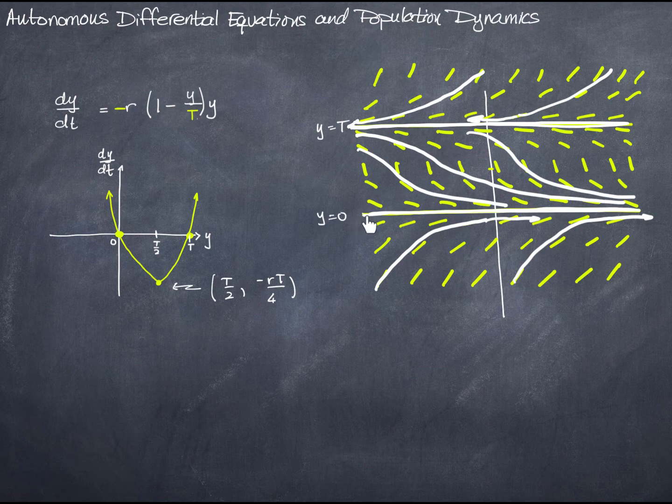Now here we can see that this equilibrium solution is stable because everything is moving towards that horizontal asymptote there. So we'll call this the stable equilibrium. And this one is unstable. Everything's moving away from that solution. So we have unstable.